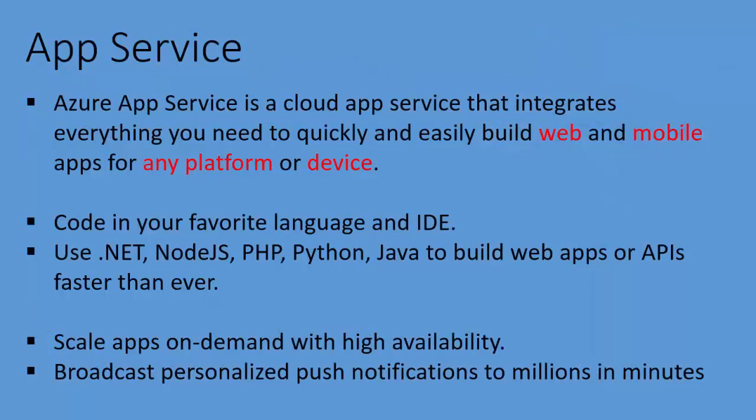So the App Service is a cloud app service that integrates everything you need to build quickly and easily web, mobile, and API applications for any platform or any device. So if you are thinking of building a website, web application, an API, or a backend for your mobile app, the App Service should be your choice. Because by provisioning the App Service, it is a cloud application service that you can scale, you can secure, and you can manage easily through the Azure portal.